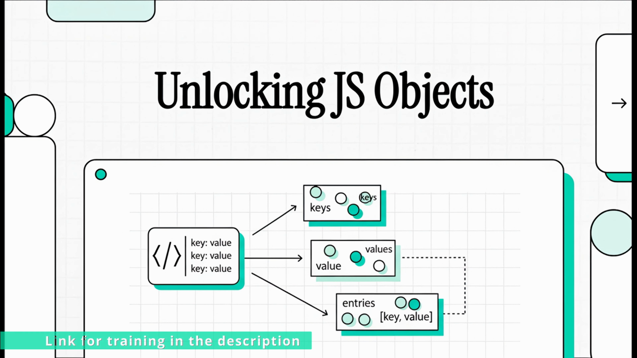Hey everyone, welcome. Today we're going to unlock the superpowers hidden inside JavaScript objects. We'll get the hang of three super simple methods, keys, values, and entries, that'll finally let you treat your objects with the same power and flexibility you're used to with arrays.